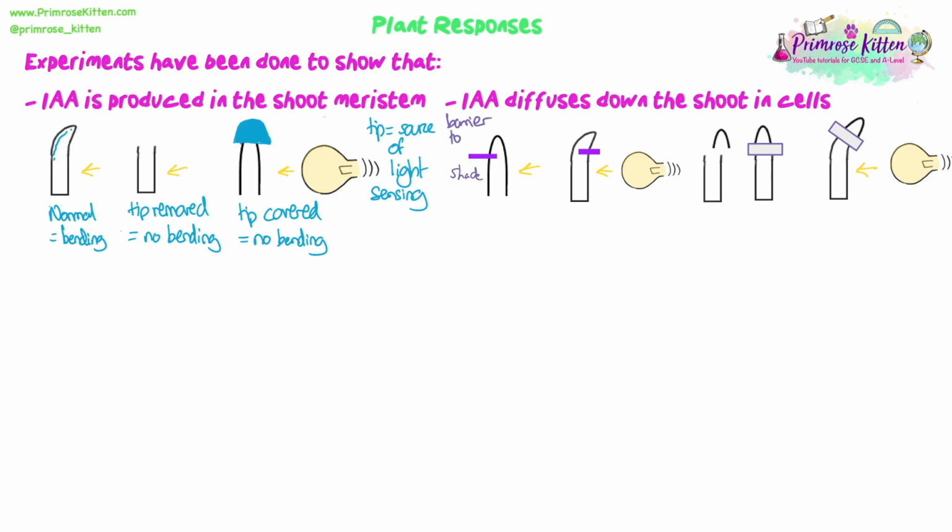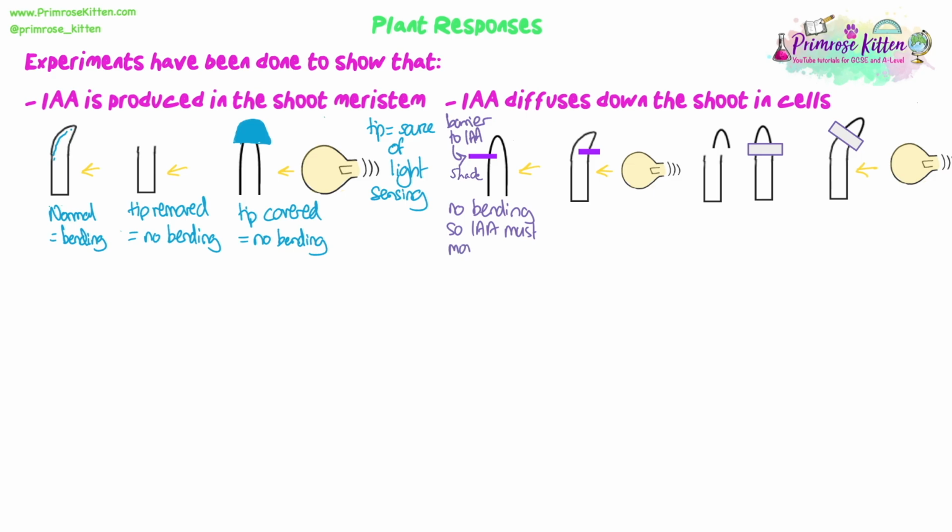By putting a physical barrier, a sheet of mica was what they used, something that chemicals can't diffuse through, on the shaded side and exposing them to a directional source of light, there's no bending. So the IAA must need to be able to diffuse down from the tip, down that shaded side, in order to cause the bending towards the light.